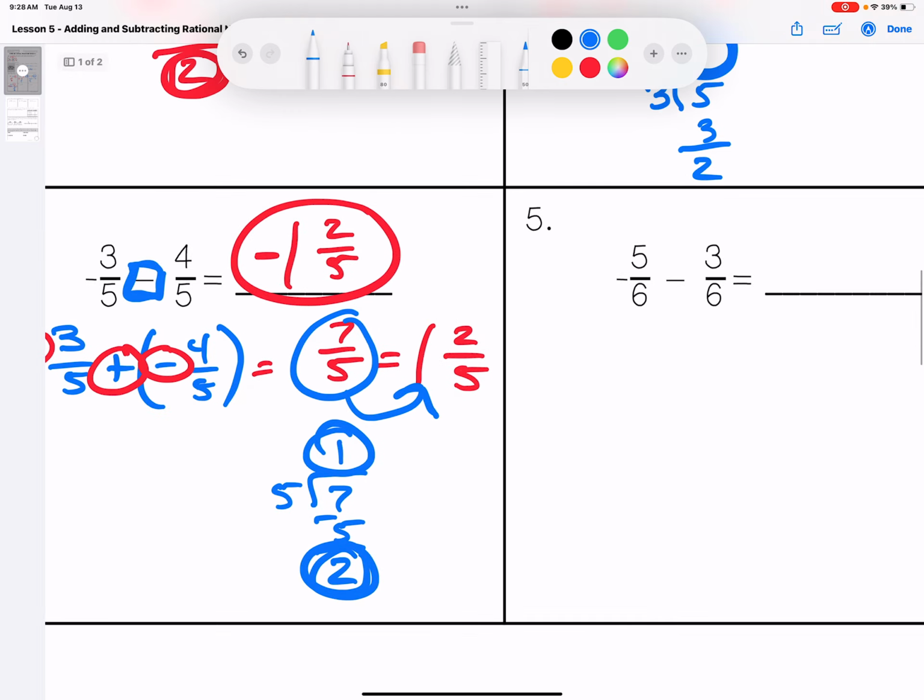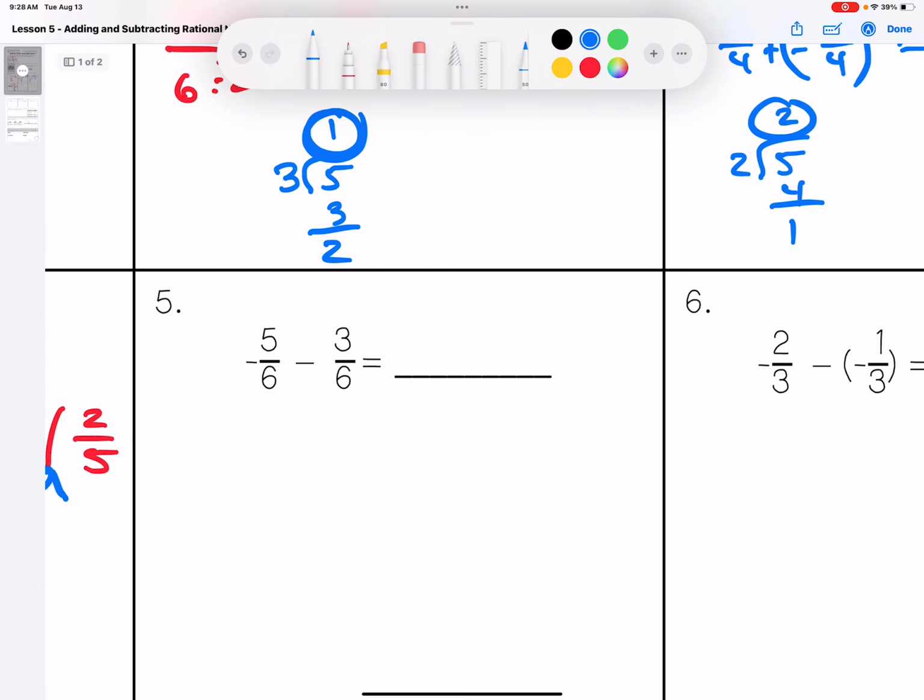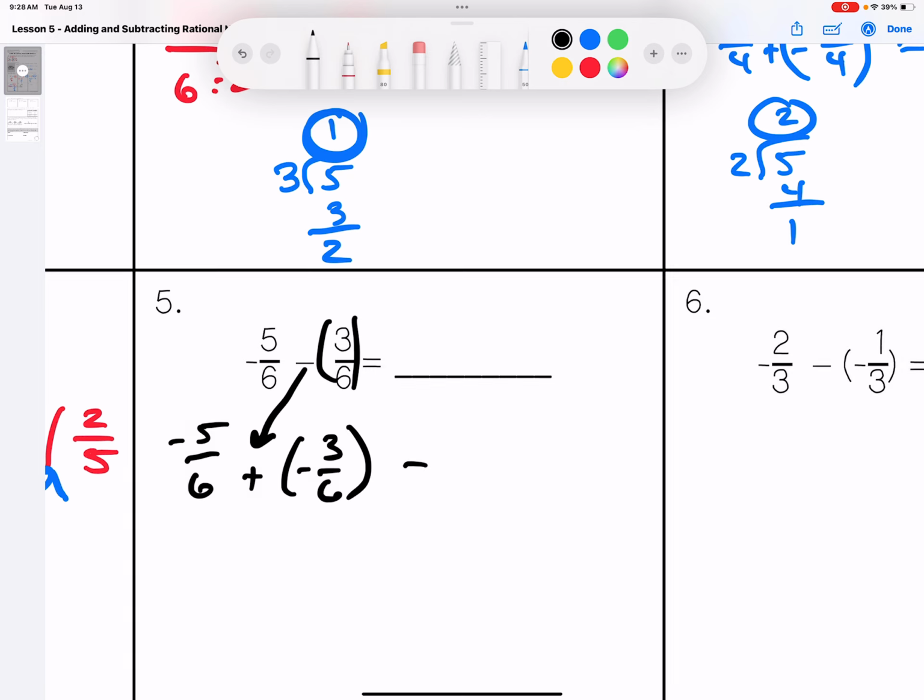Number 5. Again, it's subtraction, so let's make it an addition problem. So leave the first part alone, make it an addition, okay? So that becomes addition, and that becomes the opposite, which is a negative 3/6. Now, denominators are the same, so go ahead and bring those across. 5 plus 3 is 8, 8/6. That'll simplify. Both of those will divide by 2. You're going to get 4/3.